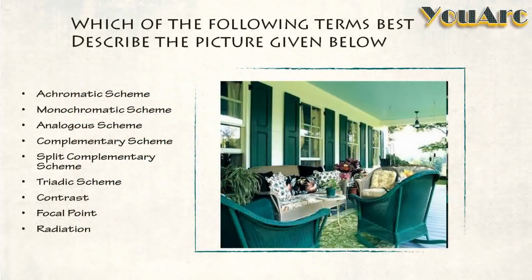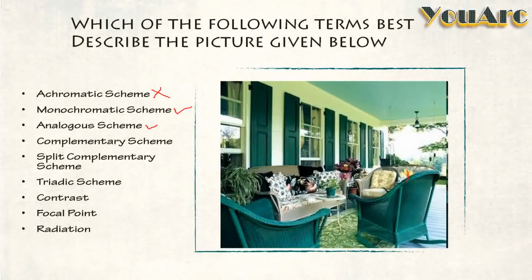Which of the following term best describe this particular picture? An achromatic color? No, achromatic color is not there because it is only gray, white, and black. Monochromatic? Yes, it is monochromatic because all shades of greens are available here. Analogous color? Yes, we have analogous color because it is having some green, yellow, and those shades. Complementary? Can we see any complementary colors happening here? No. Split complementary? No. Triadic color?